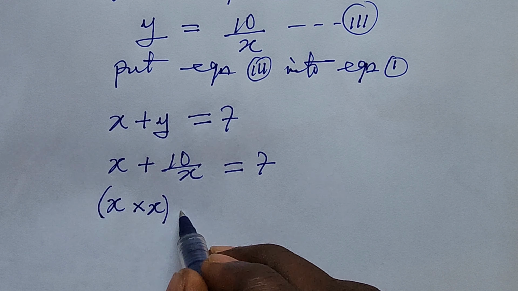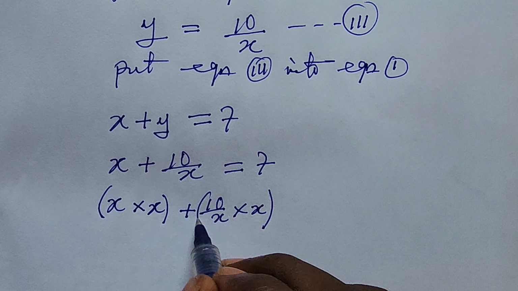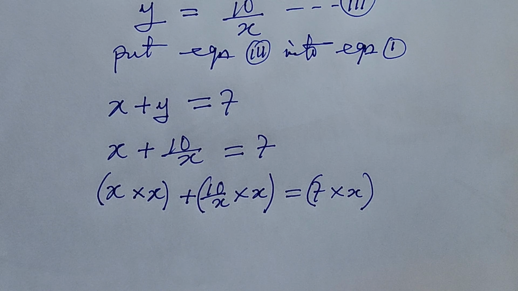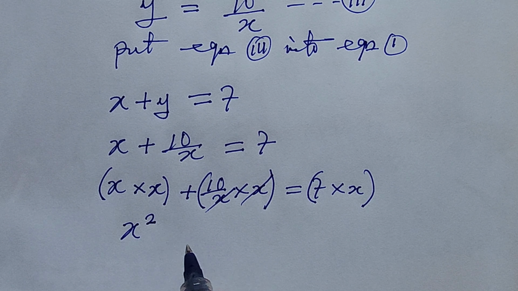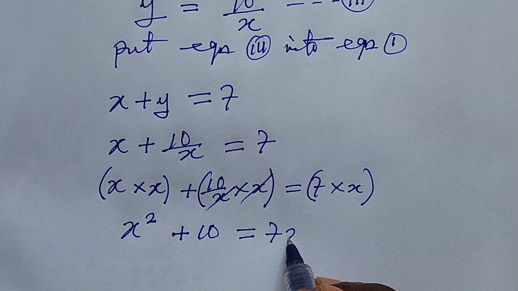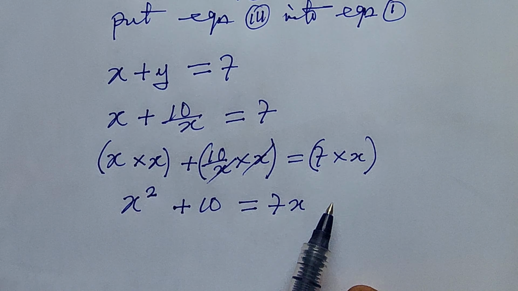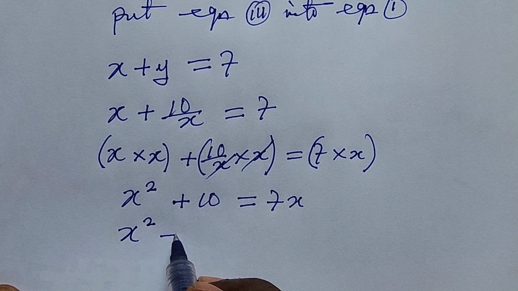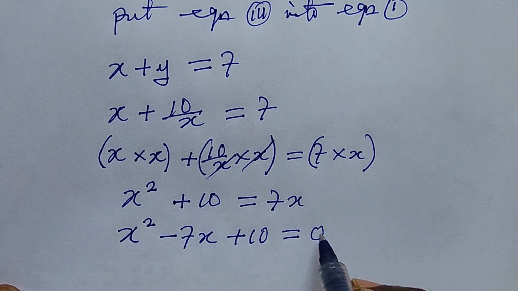Let's put this in bracket, plus 10 all over x, times x in bracket. Then equals to 7 times x, also in bracket. So what you observe, this will go with it. So here we now have x to the power of 2 plus 10 is equal to 7x. Good. So we bring this to this side because we're going to have a quadratic equation here. So we have x squared minus 7x plus 10 is equal to 0.